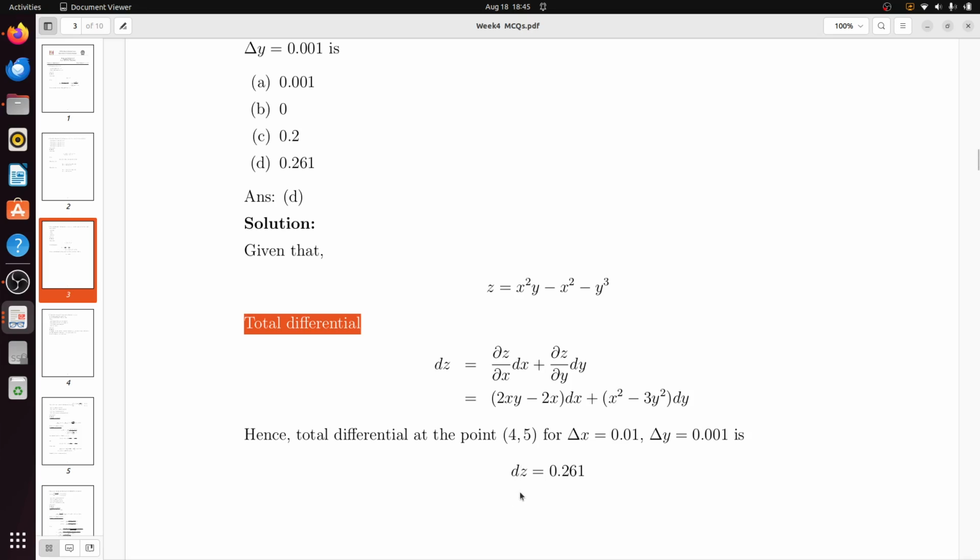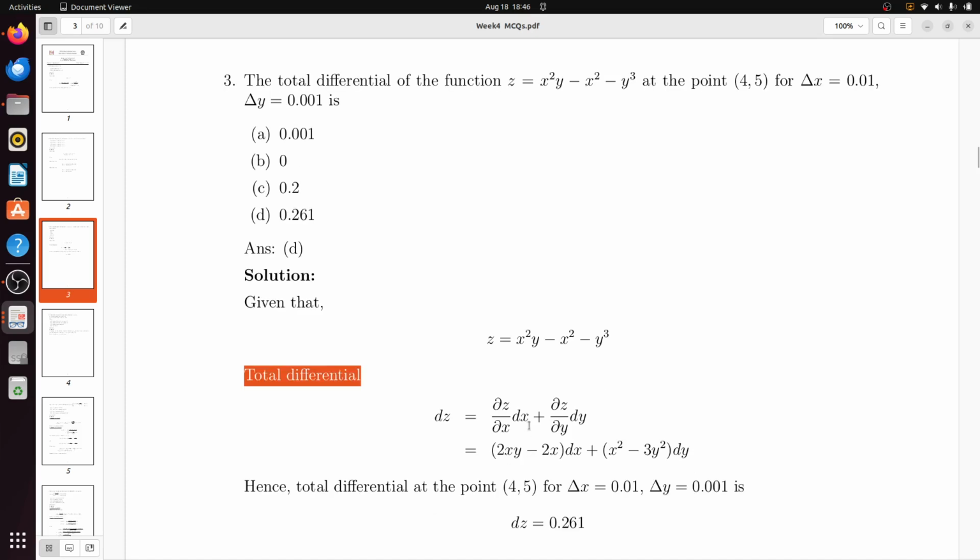Please don't make mistakes. I request all of you to please check whatever I discuss in the class. Don't take it for granted, because there may be some human error while solving these problems. So please be careful, and please cross check the solutions. I will upload the notes, there is no tension about that, but please cross check the solutions. I always say these things. Okay, so this dz we have determined.